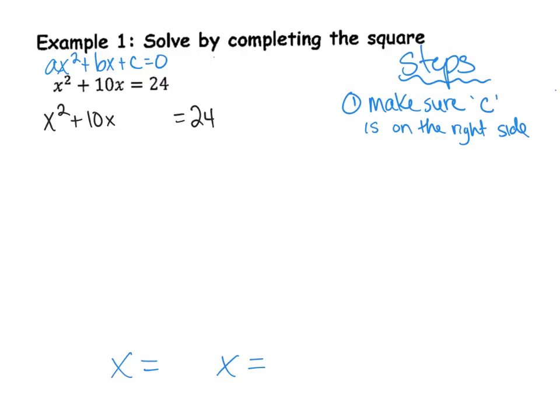Second step is going to be divide b. What number is b? 10. Divide b in half and then square it. So let's practice doing that. That space that you have, that's what we're going to do. B is 10, you said, right? Okay, let's cut 10 in half and square it. 10 cut in half squared. My 2 looks so bad.